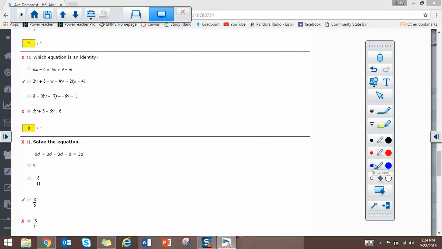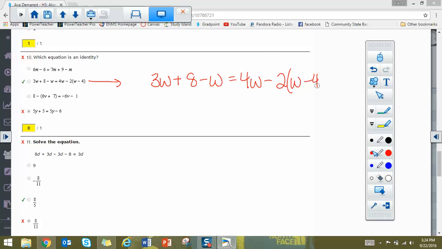And as I was looking over this next equation, and I haven't watched your lesson about what the identity is that they're trying to get you to highlight here, but basically what you need to be able to show is that the left side and the right side equal one another. On the equation that they've selected as the correct answer, if I write it off to the side here, 3w plus 8 minus w equals 4w minus 2 times w minus 4.